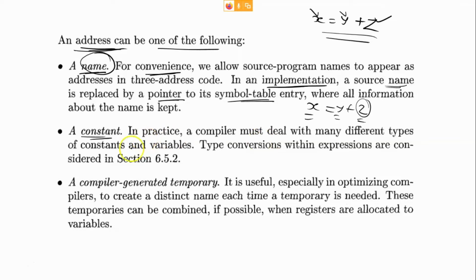So when you write this type of statement like x plus 20, this constant 20 is also treated as an address. Then we have compiler generated temporary variables like t1, t2, so those are also addresses. So we have these three types of addresses in our 3 address code.